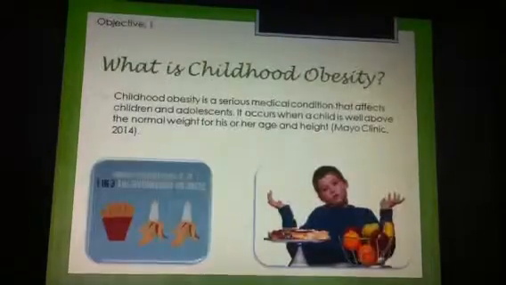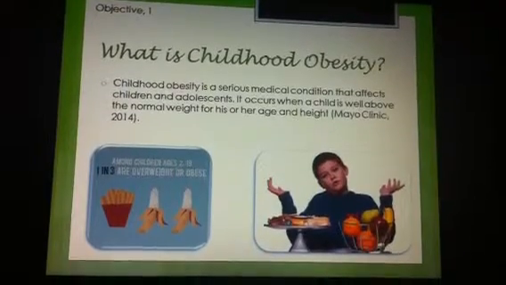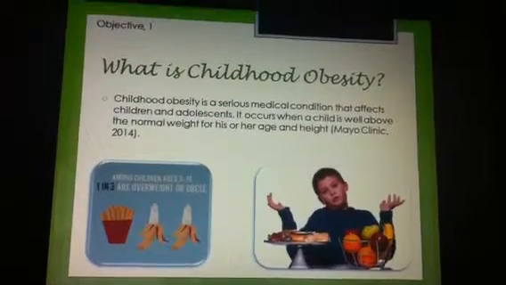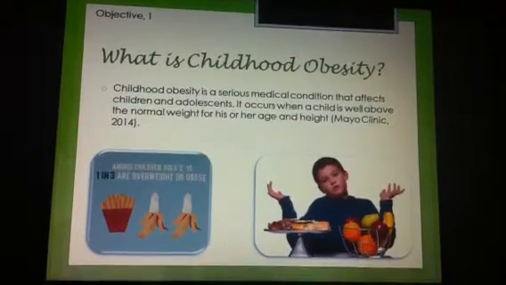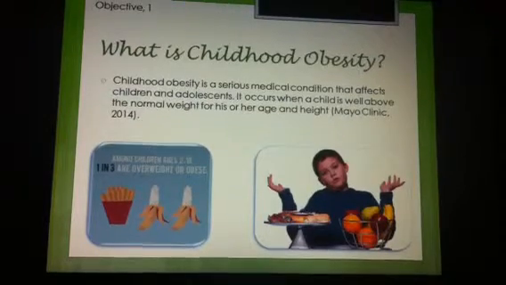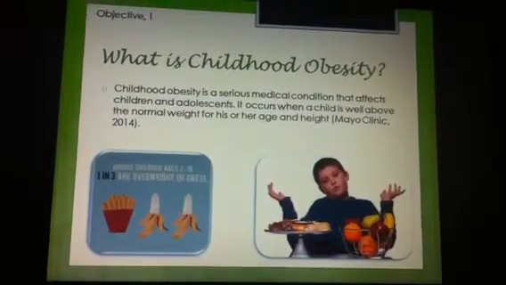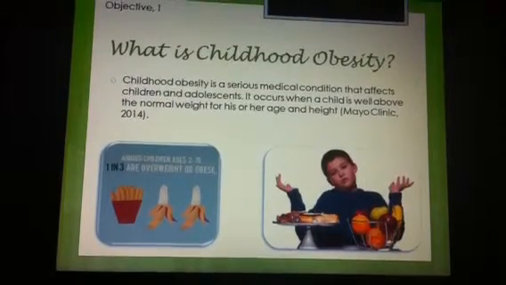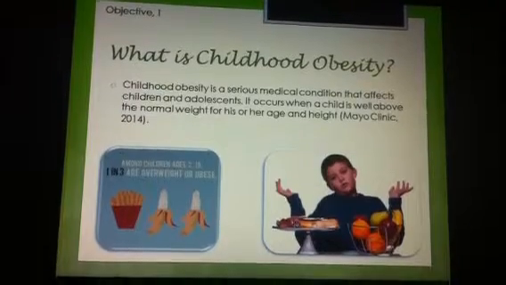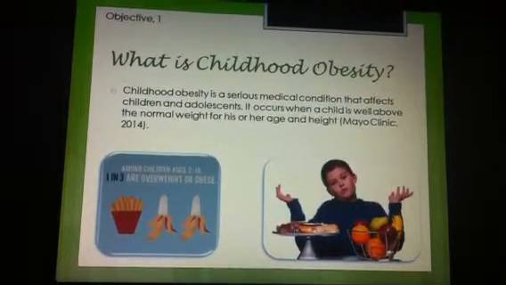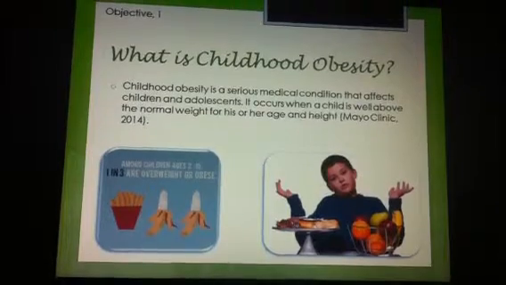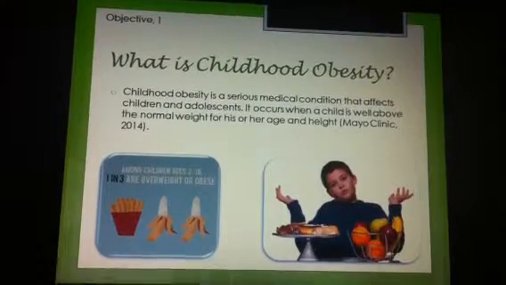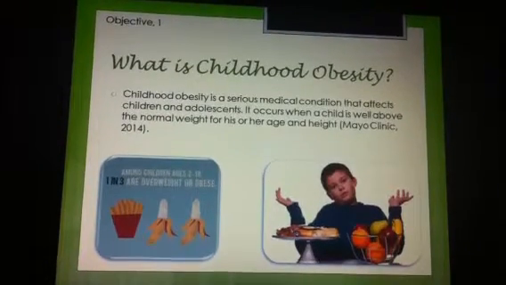So to begin the presentation, I would ask the audience, what is childhood obesity? And this first question would cover objective 1. After I ask this question, I would expect to hear some answers back from the participants attending the presentation. Some answers I would expect to hear back would be, obesity is someone who's overweight, which is right to a point, but the answer which I'm actually looking for is that childhood obesity is when a child is above normal weight for their height and for their age.